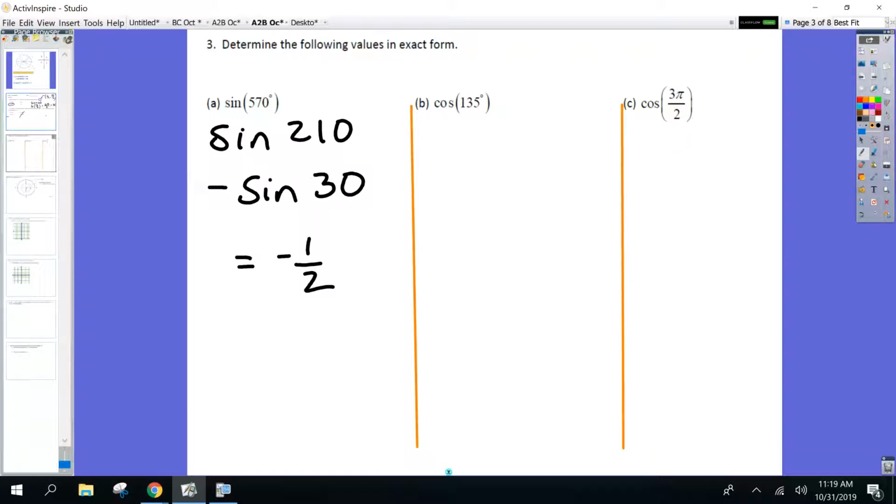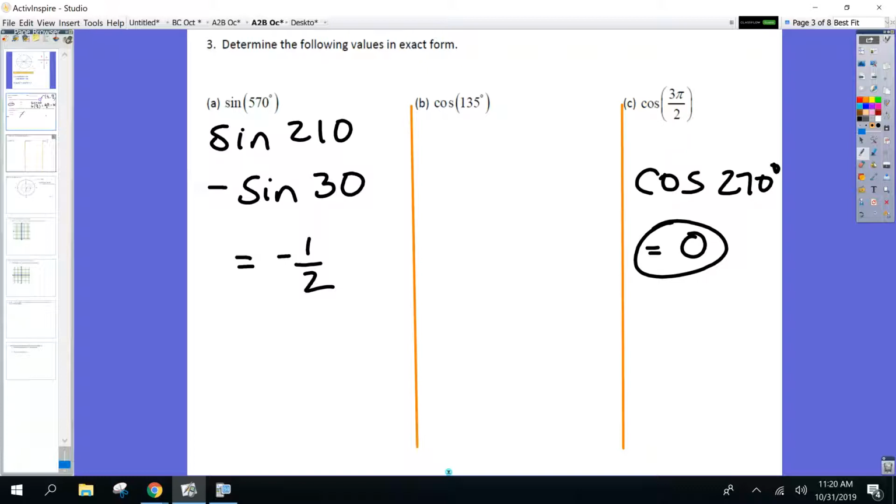Skip over to C. Cosine of 3 pi over 2. Anybody? Pi over 2 is 90, times 3. So this is the same as cosine of 270. Guys, where's 270? It's a quadrantal angle on the line, right? What do I always have you do if it's on the line? No unit circle stuff. Just plug it in your calculator. And you end up with, there you go, 0. All right? We all good?